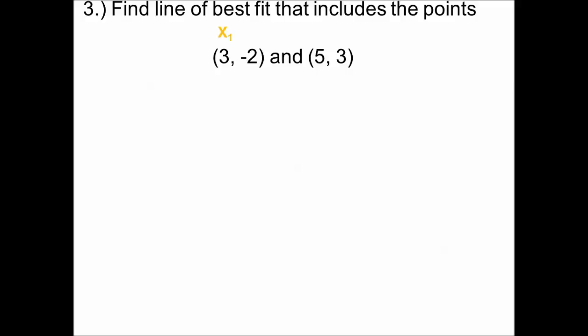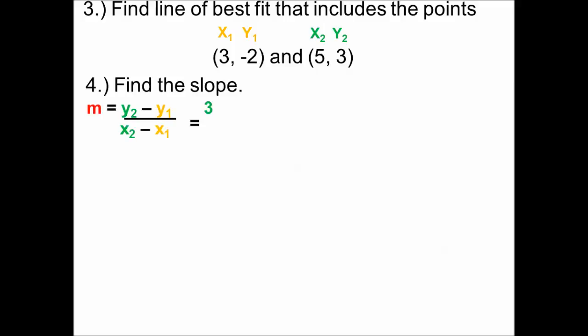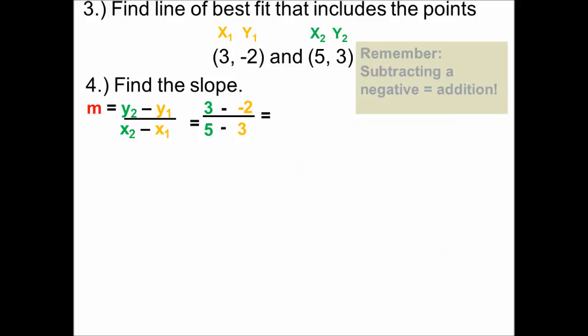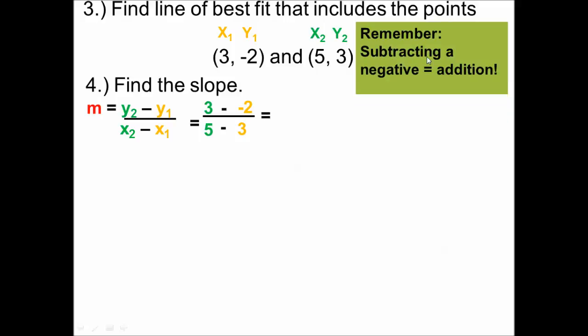So again, I'm going to start off, and we need to label our x1 and y1 points and our x2 and y2. So we're going to find our slope. y2 is equal to 3. y1 is equal to negative 2. x2 is 5. And x1 is 3. Now please remember that subtracting a negative is the same as addition. So 3 minus a negative 2 is equal to 5, divided by 5 minus 3, which is equal to 2. Therefore, we're going to get an answer of 2.5. So our slope is equal to 2.5.